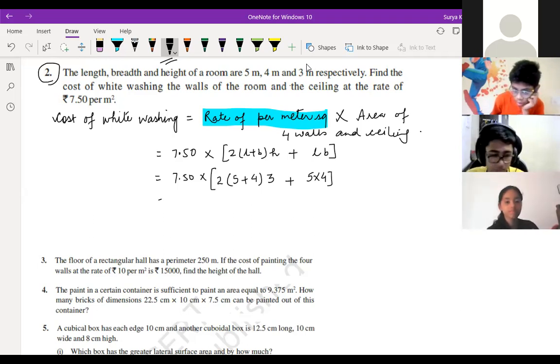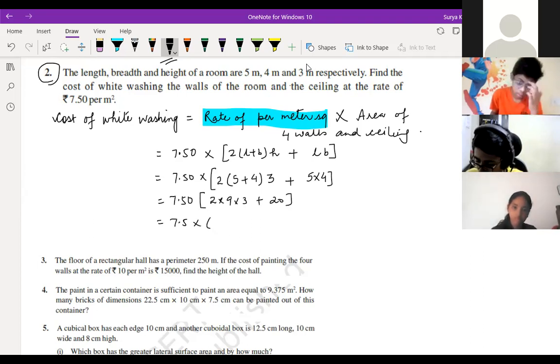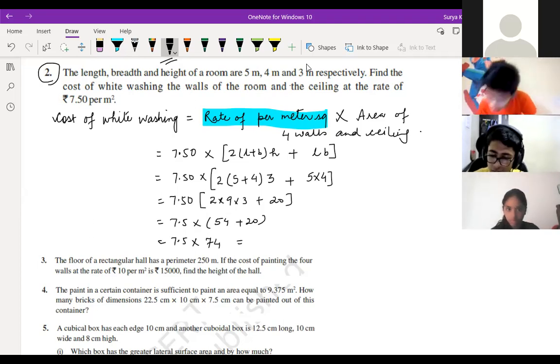Clear, sir. So 7.50, 2 into (L plus B), 2 into 9 into 3 plus 20. So 7.5 multiplied by 9 2s are 18, 18 3s are 54, plus 20, 74. 7.5 into 74, we are getting 555. Check the answer, children. We are getting rupees 555.